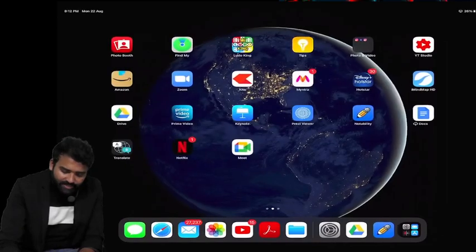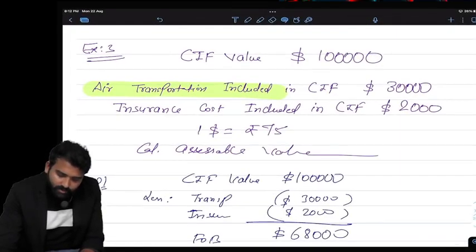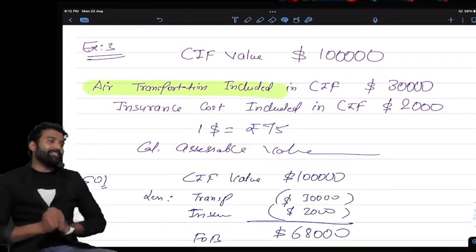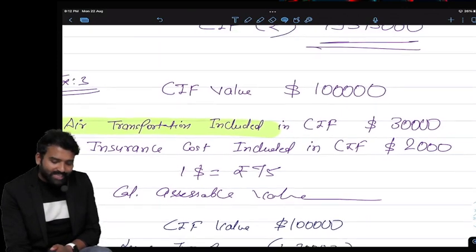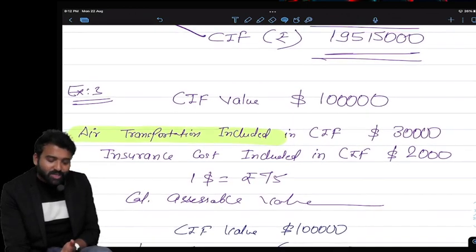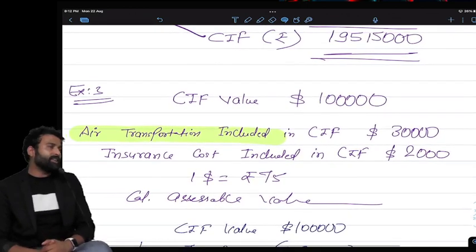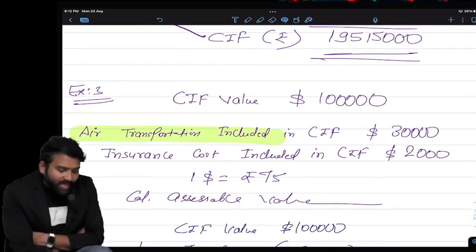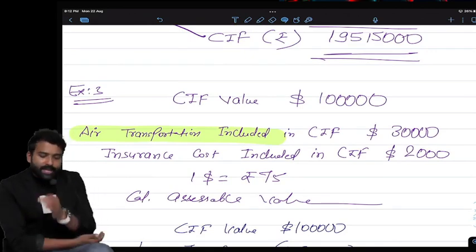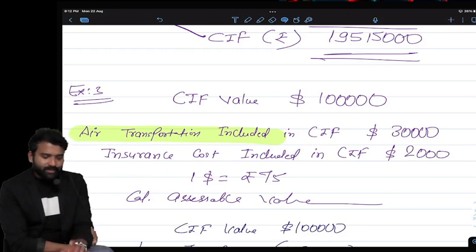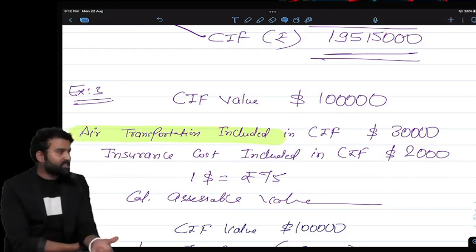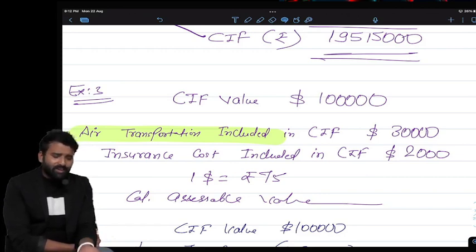Nice. Another question. CIF value is given. This is a very interesting question. Look at this question. This is a very small question, so they might ask this kind of question in your MCQs. CIF value is $1 lakh. Air transport included in CIF is $30,000, and insurance cost included in CIF is $2,000. We have to find out the customs value. Sir, already the CIF value is given, so my value should be $1 lakh only.